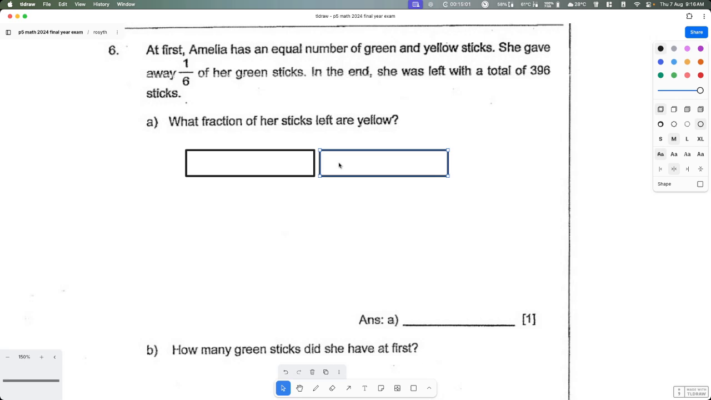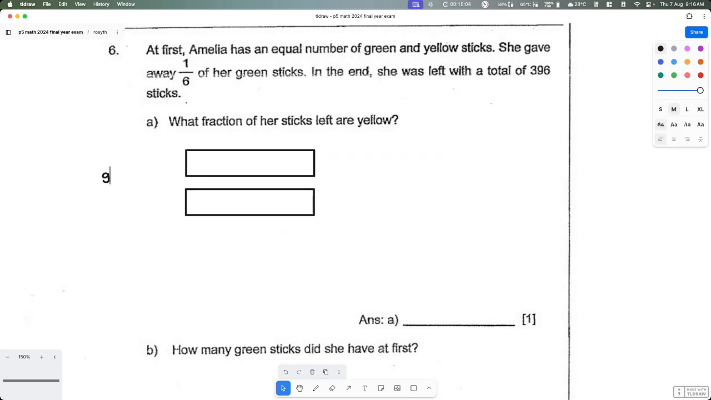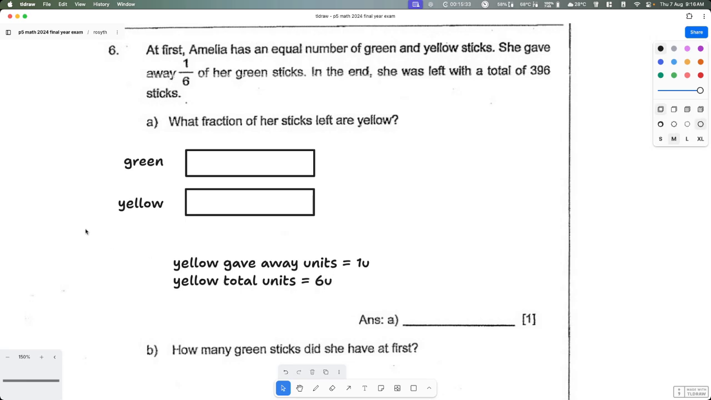So you have 1, you have 2. In this case we have green, and we also have yellow. She gave away 1/6 of her green sticks, so green gave away 1 unit. Green total units is equal to 6 units.